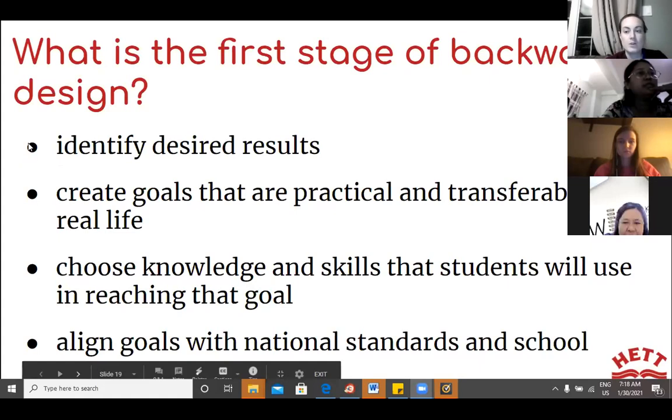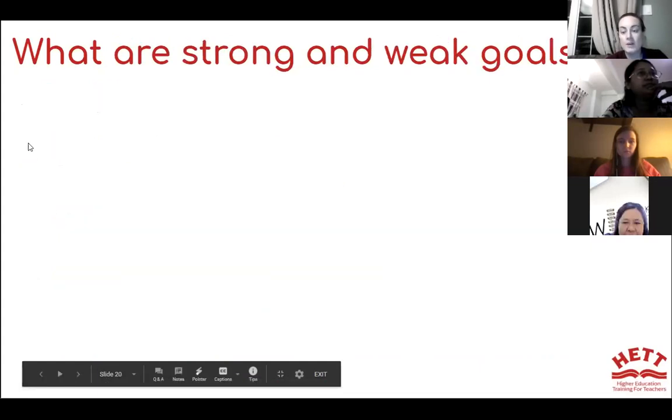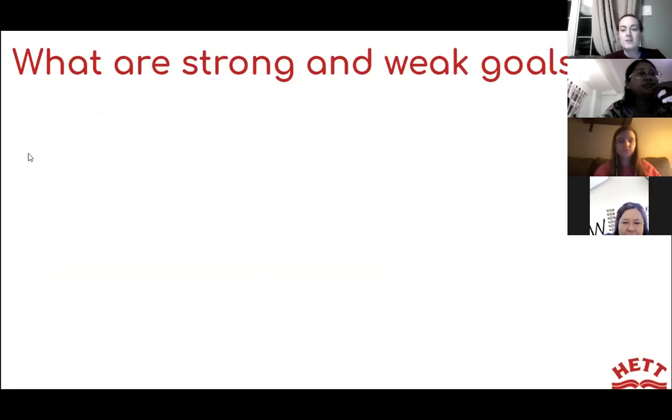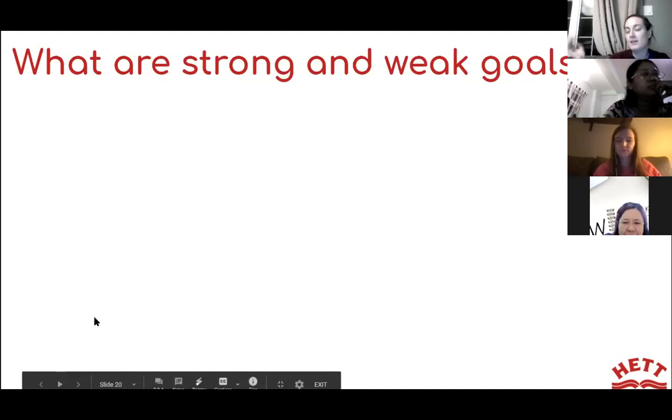Quality assurance system. So what are strong and weak goals? We haven't really got into them yet. We're not really looking at a lesson objective, but at a broader scale. For a whole course, what goals do we need? These might be similar to your course outcomes.